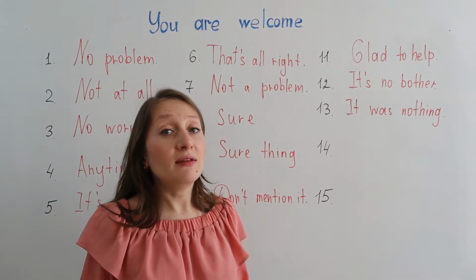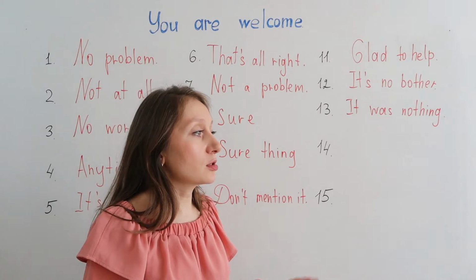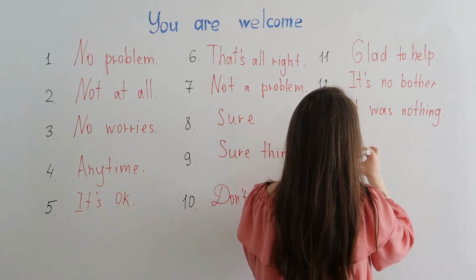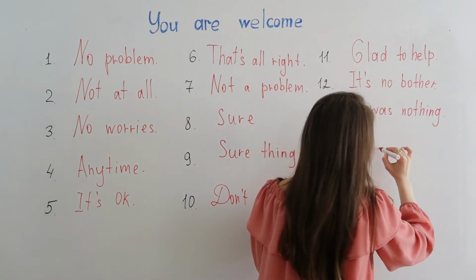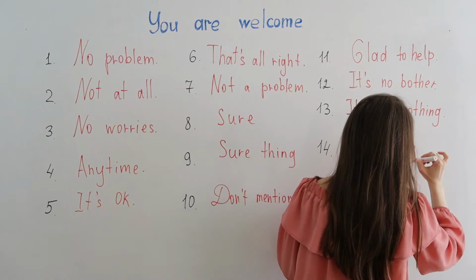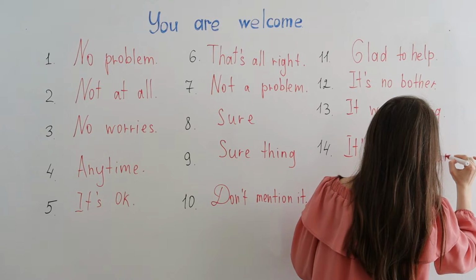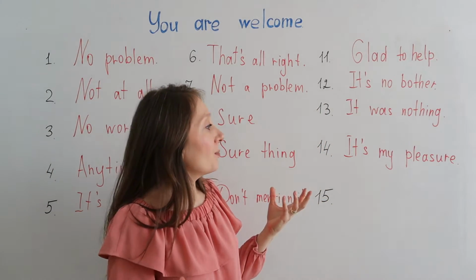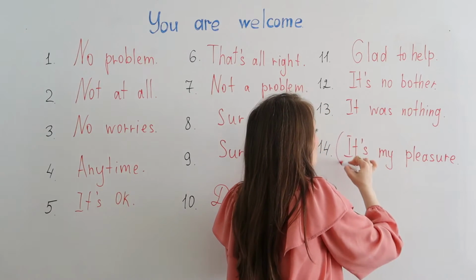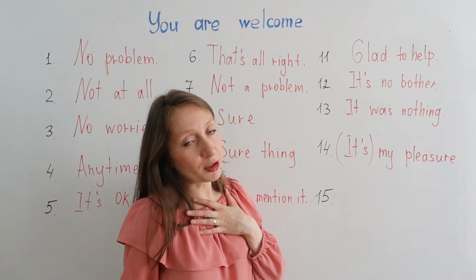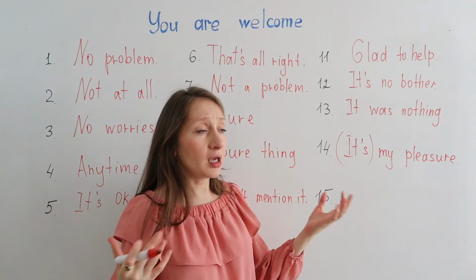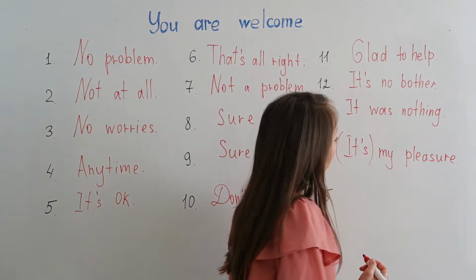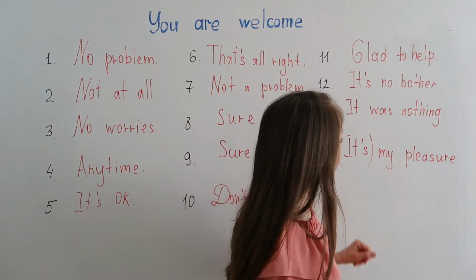Next one, 14. Very popular. Thank you very much. It's my pleasure. Right? Usually in the conversation, people don't say it's. You can make it short. You can say my pleasure. Thank you. My pleasure. It's my pleasure. Very polite way. And the last one, number 15.